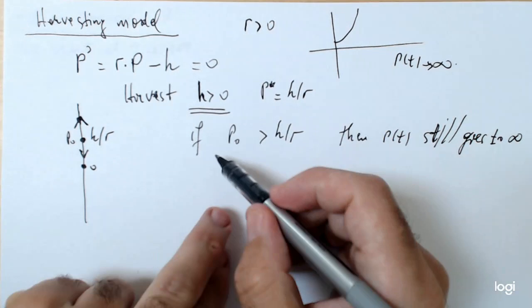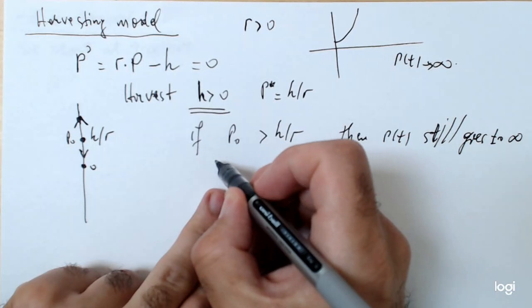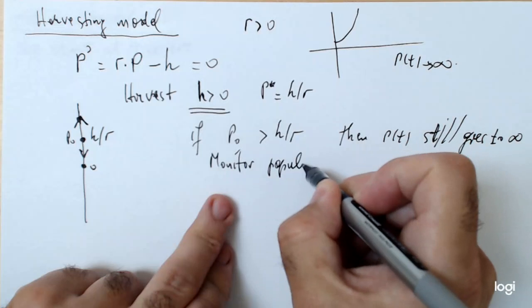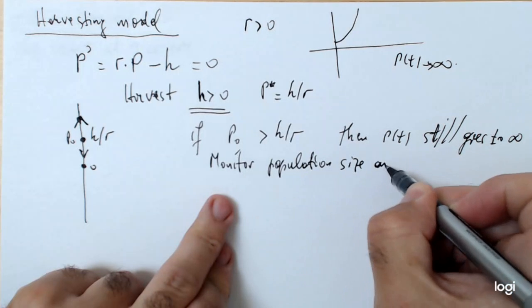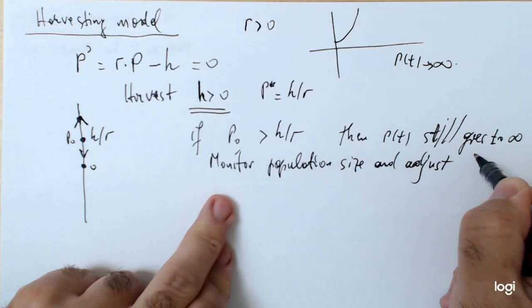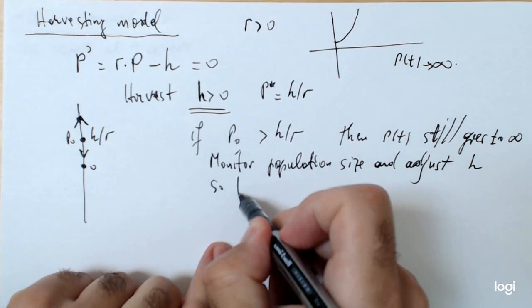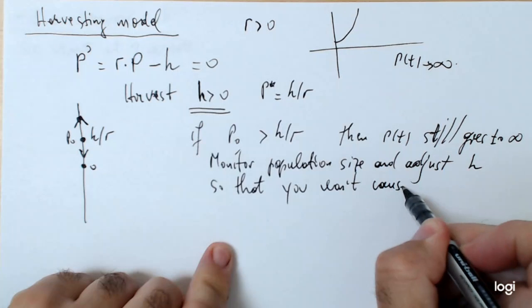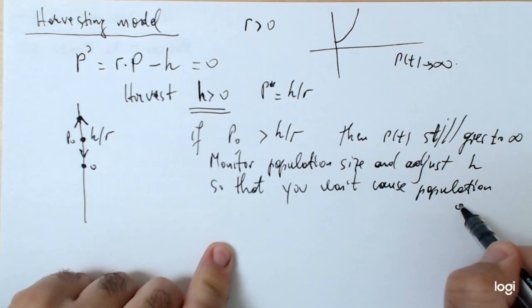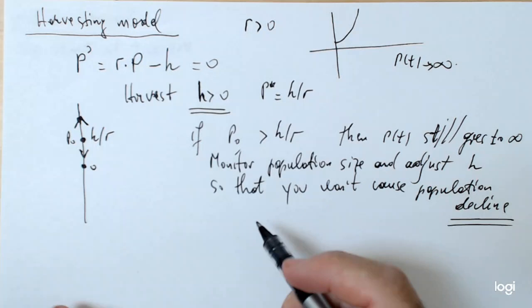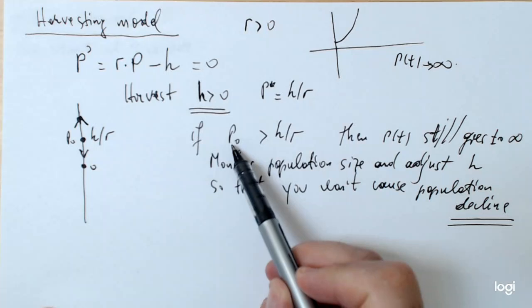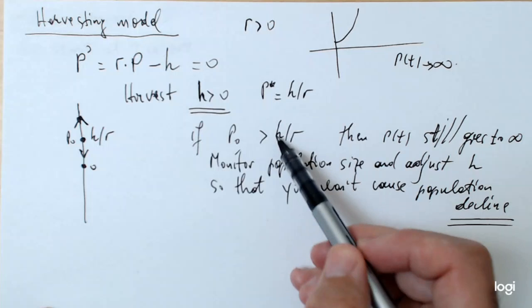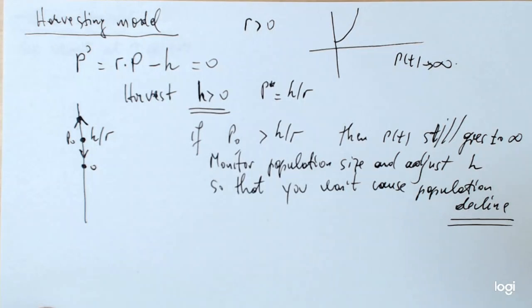So in other words, it tells me basically to monitor the population size and adjust h, in other words, the harvesting amount, so that you won't cause population decline. So if h is small enough so that this quantity is below p naught, or the population is above my intended harvesting rate, I can ensure the population still goes to infinity.